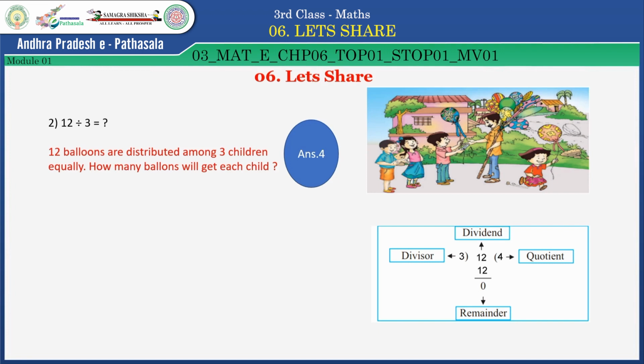If you divide 12 by 3, we get 4 as the answer. That is, each child gets 4 balloons.